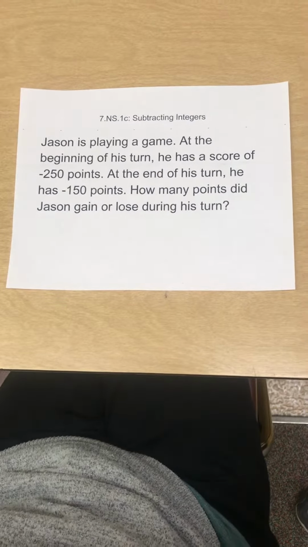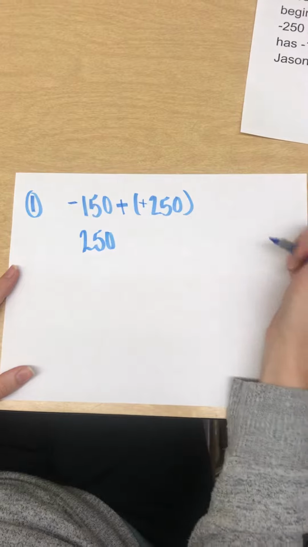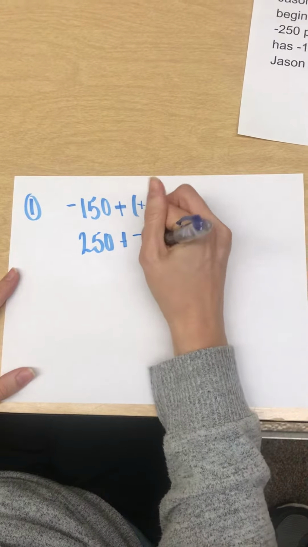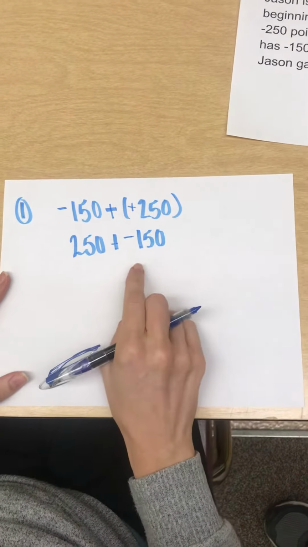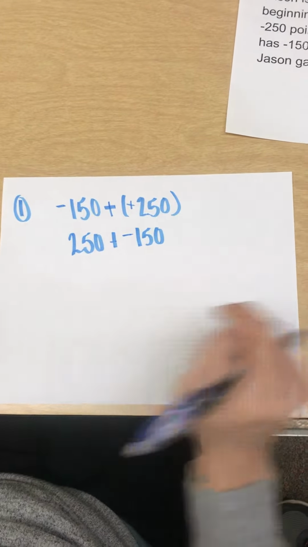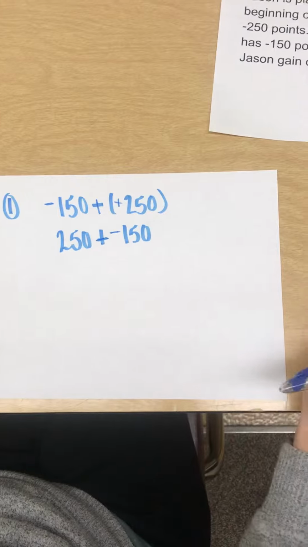So now our problem looks a little different. We have a negative 150 plus a positive 250. Whenever I see a problem like this, I always like to put the bigger number first. So I'm going to put 250 on the left and add a negative 150. What I just did there is called the commutative property. When I have an addition sign, it doesn't matter which way I order my numbers.